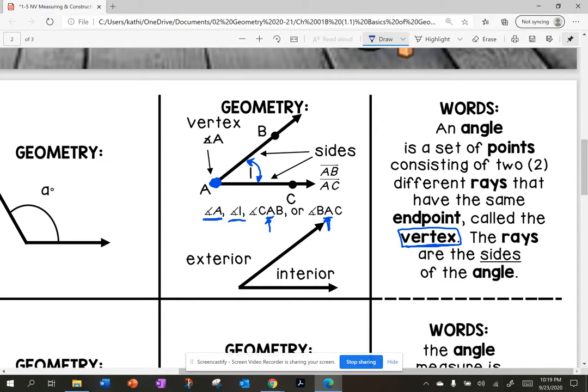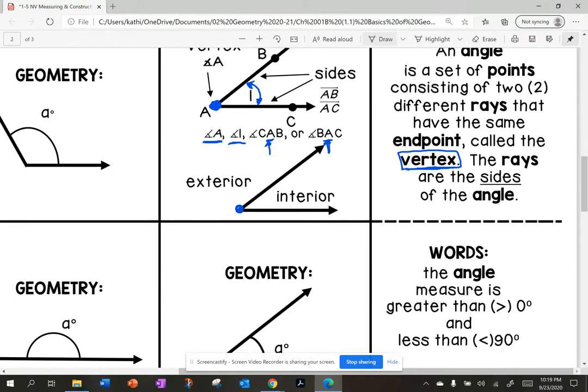My angle has two parts. I have the interior, which is in between the two rays, and the exterior, which is outside of the two rays. All right, so let's start going down. What kind of angles can we name?